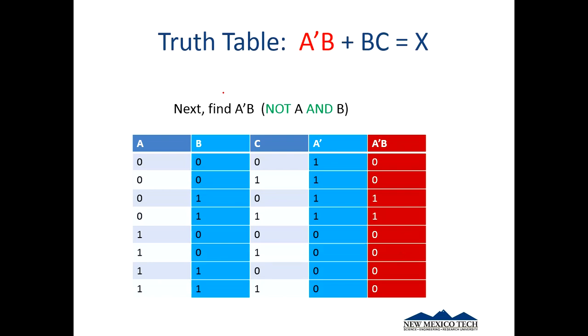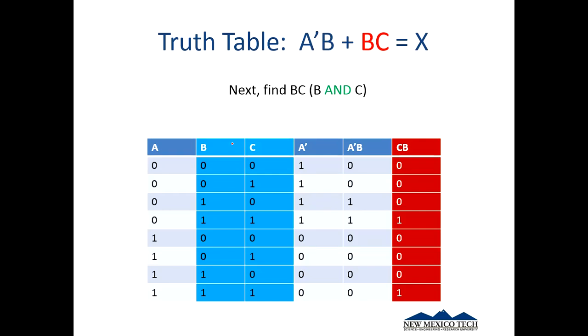Then I want to look at, what about NOT A and B? So I take these and say 0 and 1, well, that's 0. 0 and 1 is 0. 1 and 1 is 1. 1 and 1 is 1. 0 and 0 is 0. 0 and 0 is 0. 1 and 0 is 0. 1 and 0 is 0. Okay, so now we've got that part.